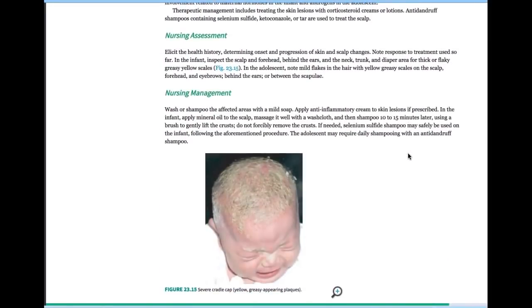Seborrhea or cradle cap. That's a pretty severe case of cradle cap. Here are some nursing management tips for how you take care of cradle cap. Don't pick off the crust. Tell parents not to pick off the crust. Dandruff shampoo is what you want to use.